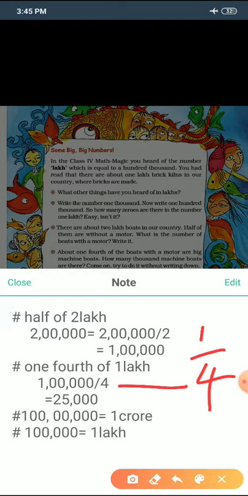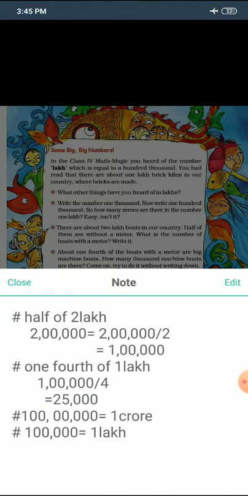So we have to divide 1 lakh by 4. What we will get? We will get 25,000. So that means 25,000 boats are machine boats.